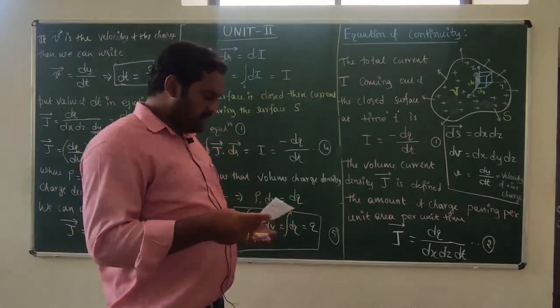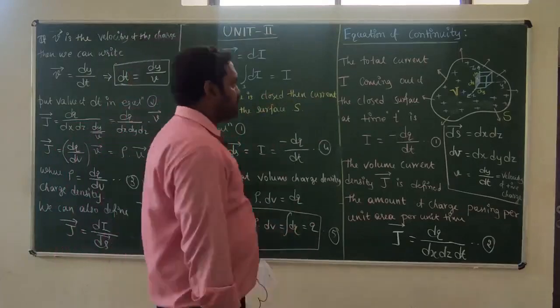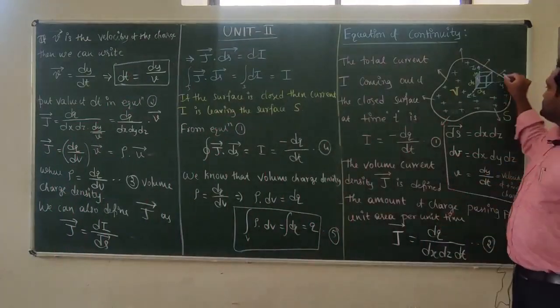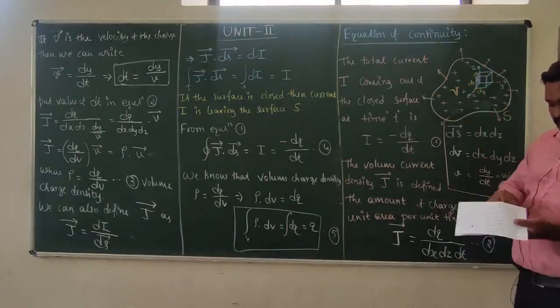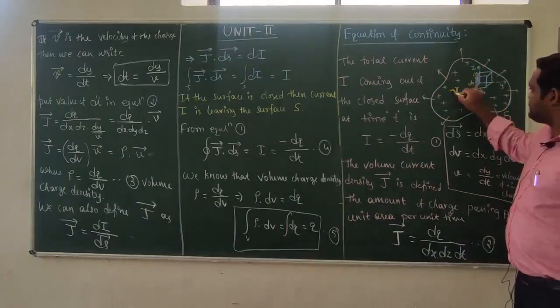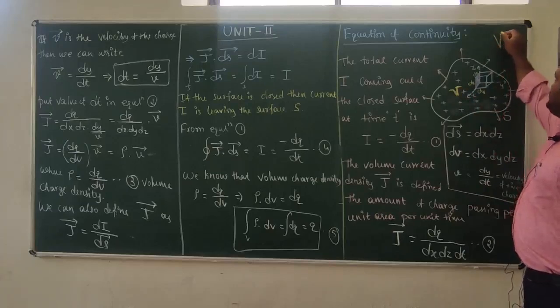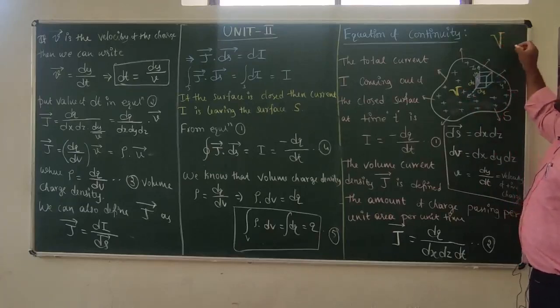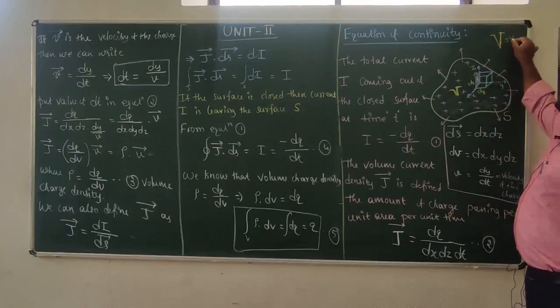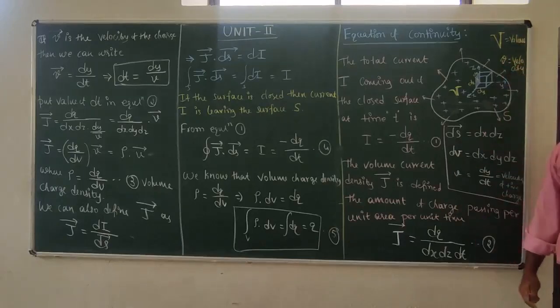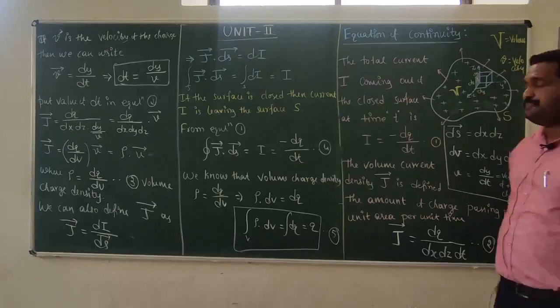For this, let me consider a region of space which has volume V. Here we are going to use 2 V's. One is capital letter V, which is volume, and the other is small v, which is the velocity of charge. Velocity of charge, that you should remember.